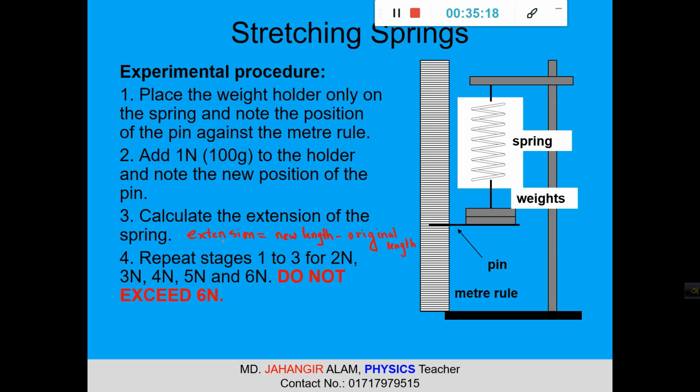So remember this formula, it is very important. Extension, sometimes denoted by x, equals new length minus original length. Original length is denoted by L naught. Repeat the stages 1 to 3 for 2 Newton, 3 Newton, 4 Newton, 5 Newton and 6 Newton. Do not exceed 6 Newton.